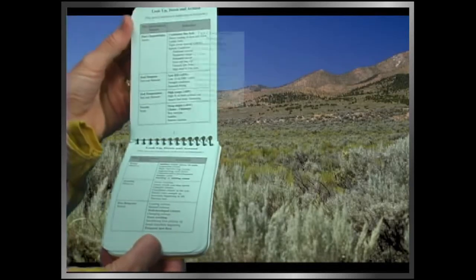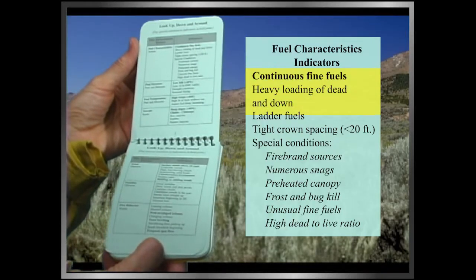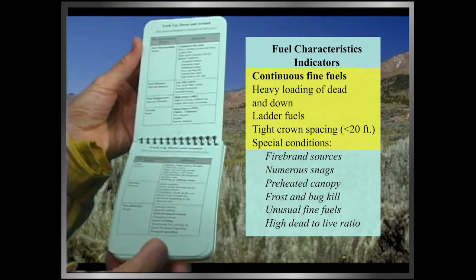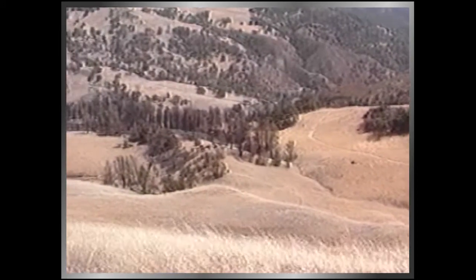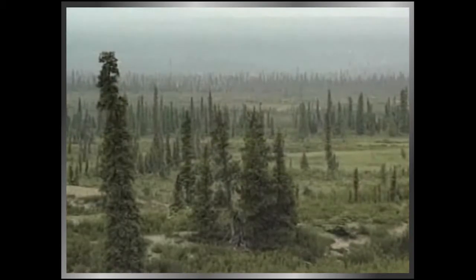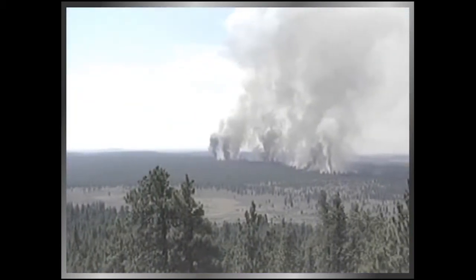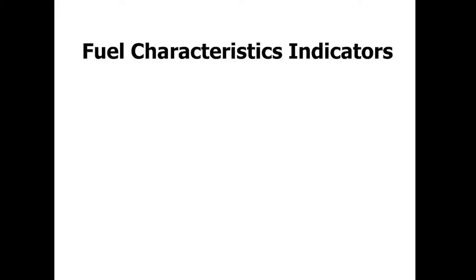This unit addresses the 5 indicators for fuel characteristics. These indicators determine the potential for fire intensity and rate of spread. Over time, fuel characteristics change very slowly. However, they can change quickly over a distance as the fire moves into new fuels. Look for these 5 indicators in burning fuels and in fuels adjacent to the fire.